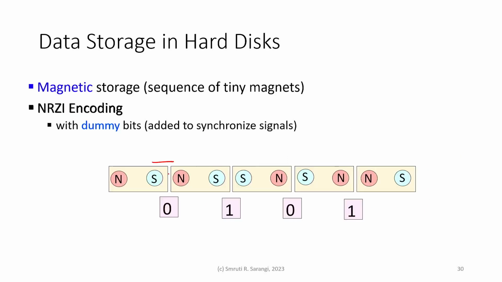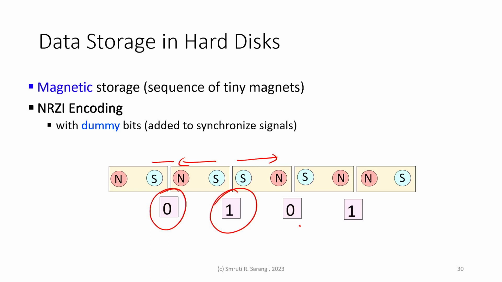In this case, the direction remaining the same, I go 0, same logic. In this case, let's say the direction is from south to north. There is a flip, so I make it 1. Again, in this case it is the same, I keep it 0. Again, in this case you can see a flip, it becomes 1. The key point is that NRZI is happening here also, and dummy bits are needed here also, so that when you are reading the hard disk, you can maintain synchronization.